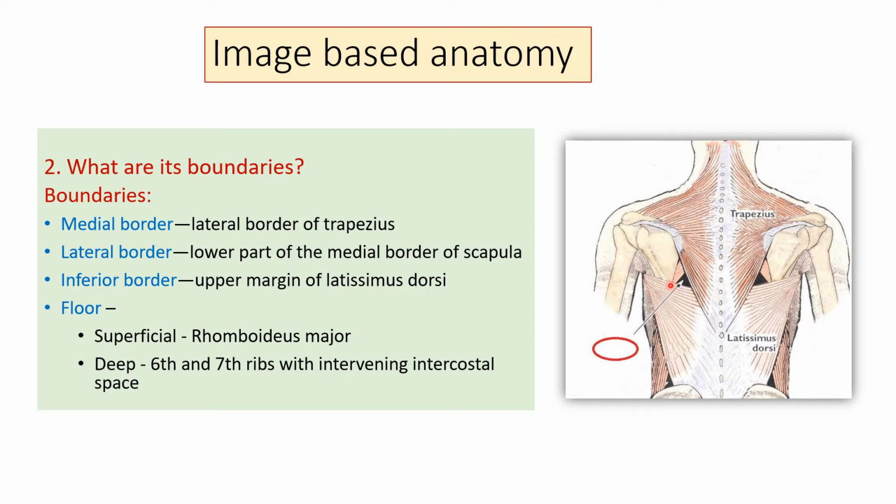The inferior border. So the inferior border or the inferior boundary is the upper margin of the latissimus dorsi muscle, which you are seeing here, the latissimus dorsi. And what about the floor of it? The floor of this triangle of auscultation is formed superficially by the rhomboideus major muscle. You can see the rhomboideus major muscle, and deep will be the 6th to 7th ribs with intervening intercostal space. So these are the boundaries of the triangle of auscultation.